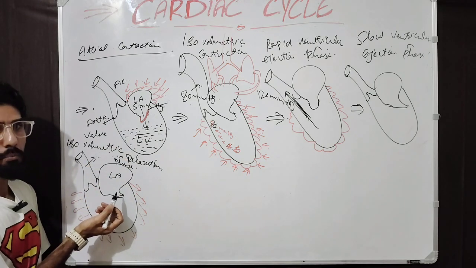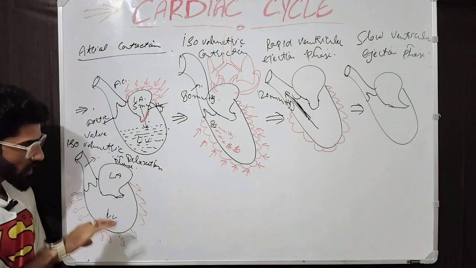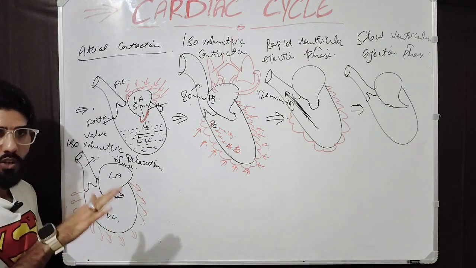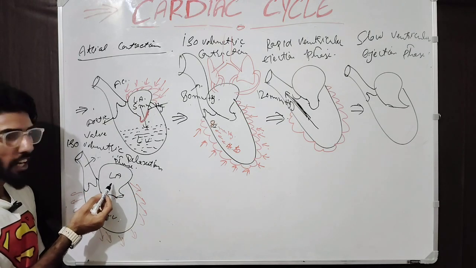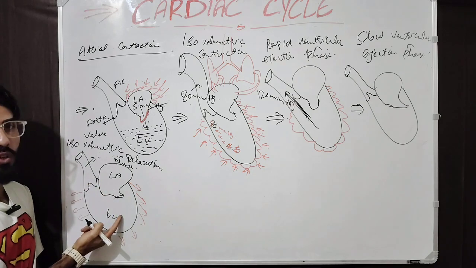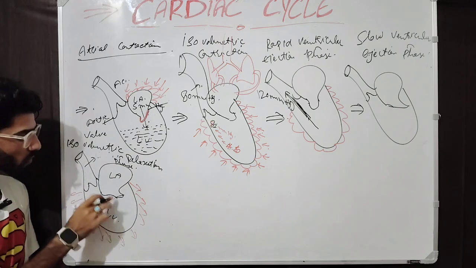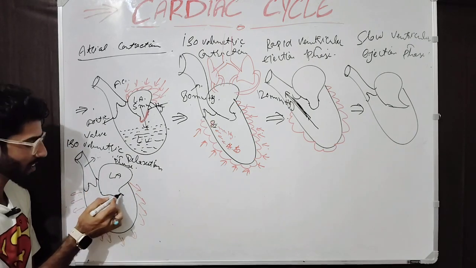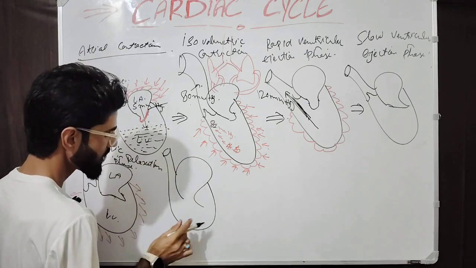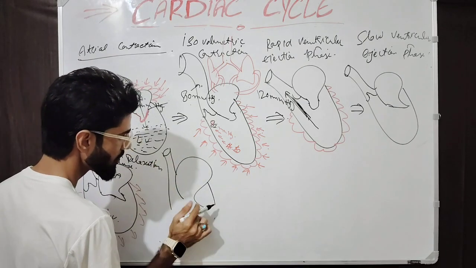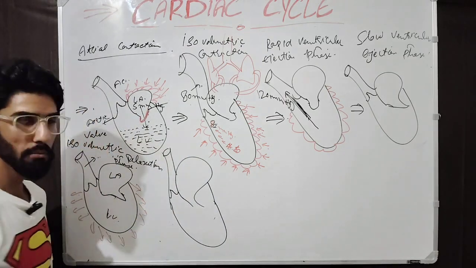There is no volume change in the left ventricle, but it keeps on relaxing, so progressively its pressure will be reduced. When the atrial pressure becomes more than the left ventricular pressure, it will lead to opening of which valve? It will lead to opening of the mitral valve. Okay, let me draw it here. This is the aortic valve. It will lead to opening of the mitral valve.